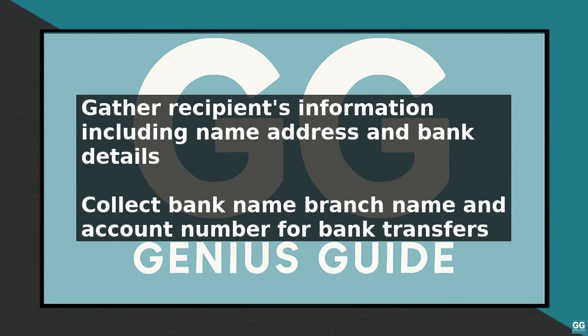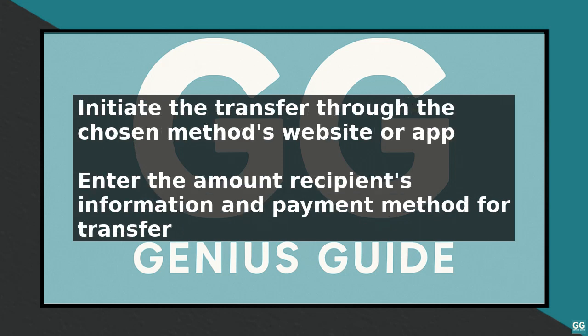Once you have chosen a method, gather the necessary information. This includes the recipient's name, address, and bank account information. If you are using a bank, you will need the recipient's bank name, branch name, and account number. If you are using an online money transfer service, you will need the recipient's email address or phone number.